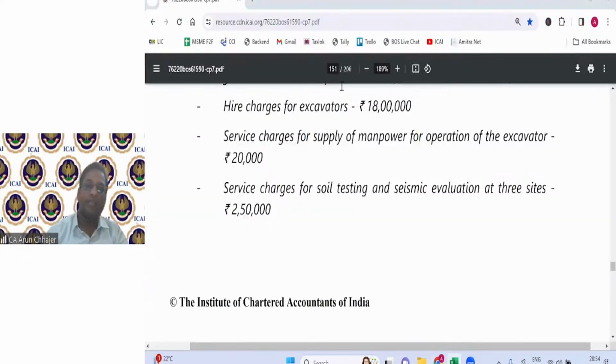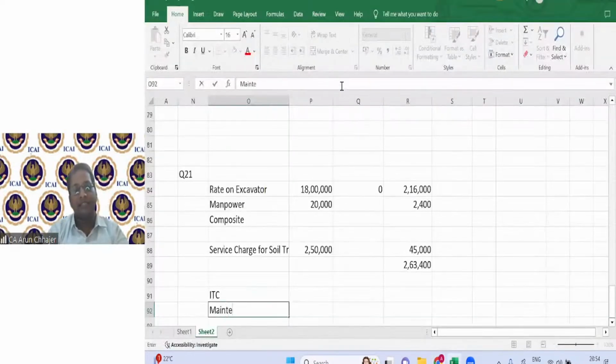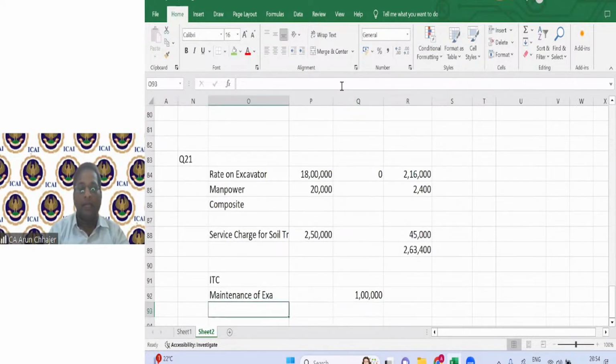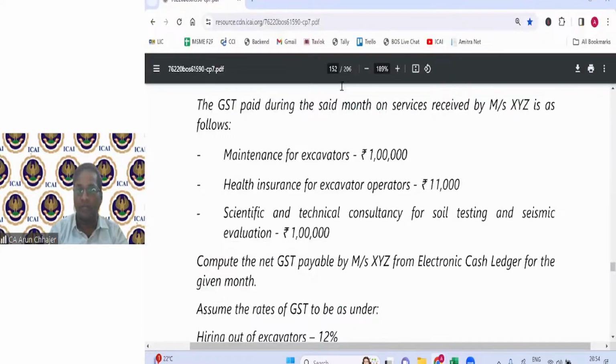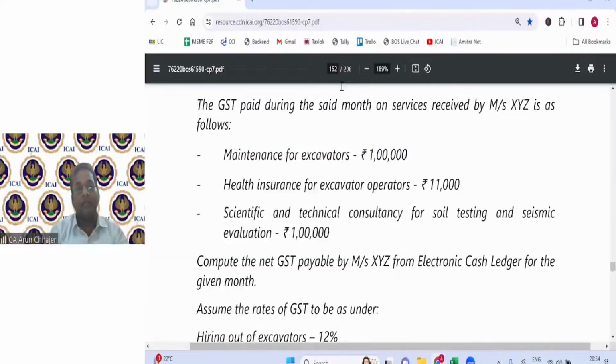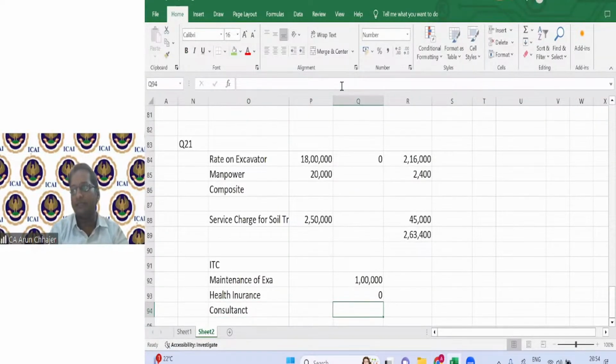Now compute the ITC. What was the item? I can say the maintenance of excavator, ITC available, and health insurance. In the absence of information, I'm assuming it is not mandated by law, so 11,000 का ITC नहीं मिलेगा. ठीक है. And scientific and technical consultancy, you can take the ITC.